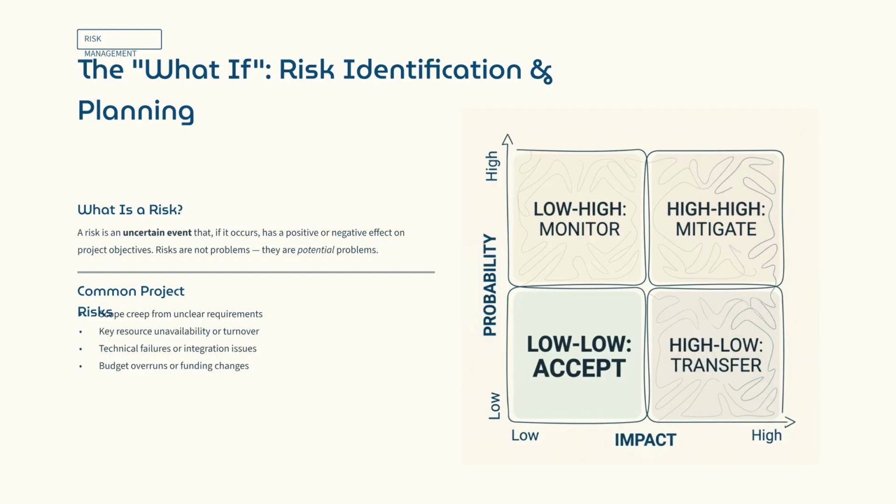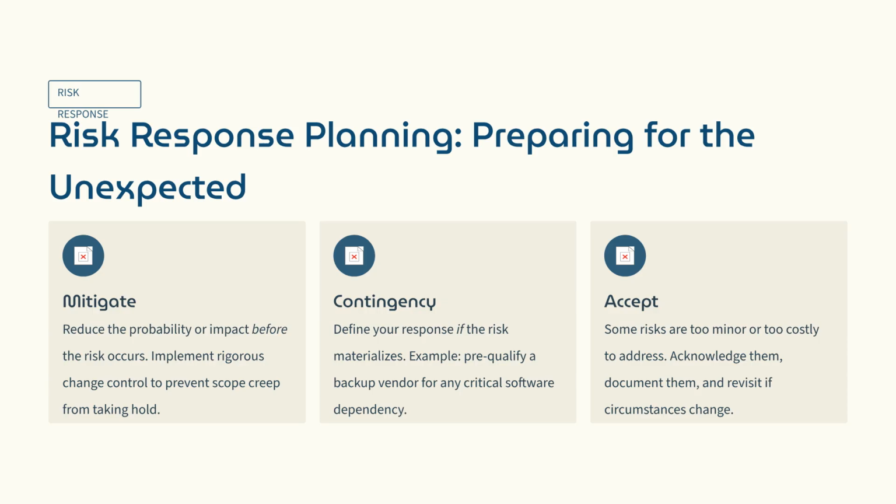Finally, the what if addresses risk identification and planning. A risk is an uncertain event with a potential positive or negative effect. Common risks include scope creep, resource unavailability, and budget overruns. Risk response planning involves three primary strategies: mitigate, contingency, and accept. Mitigating risks means reducing their probability or impact before they occur, while contingency is defining a response if the risk materializes. Finally, you may accept risks that are too minor or costly to address.